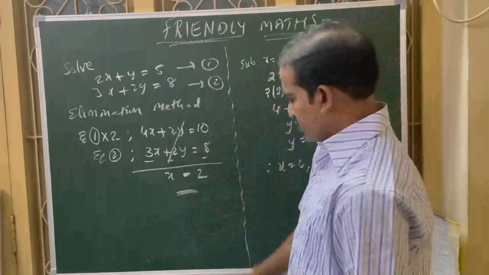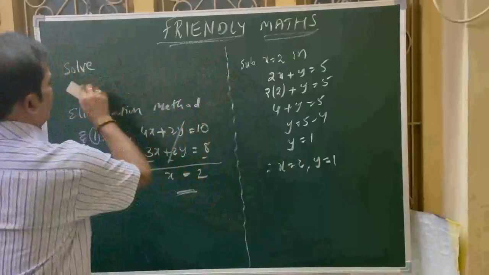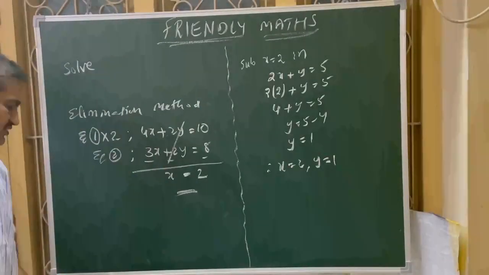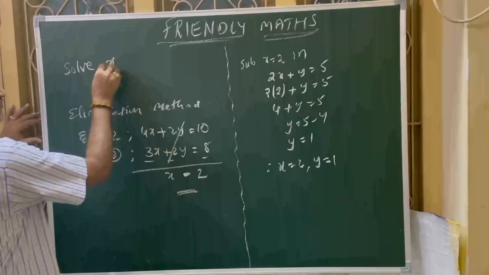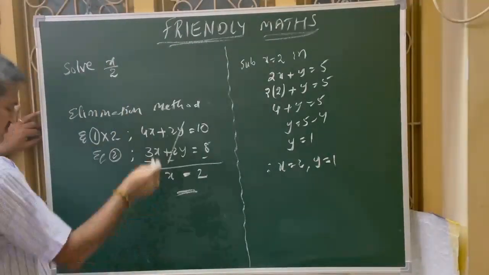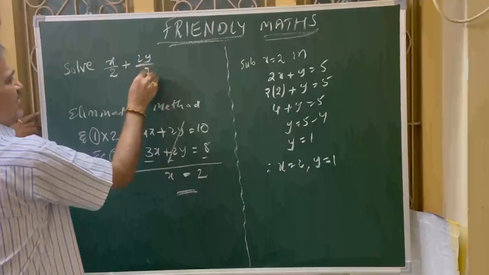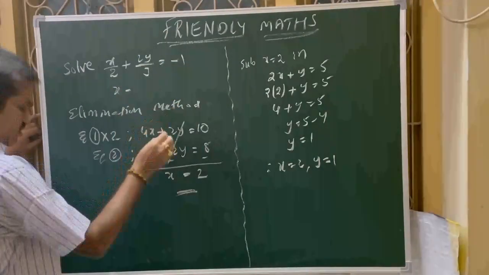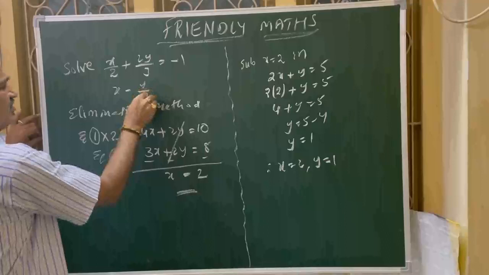Okay. Then to make it more clear, I will solve one more problem. Then you people will be perfect with the elimination method. Thus, I am taking different types of numbers. x by 2 plus 2y by 3 is equal to minus 1. From the examination point of view, to create confusion, they give these types of problems.